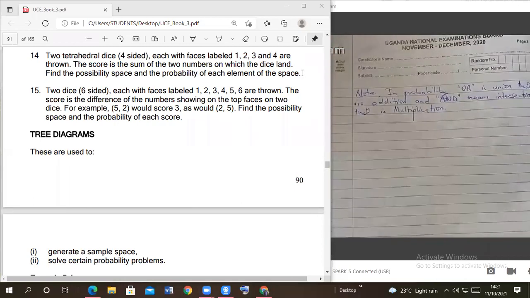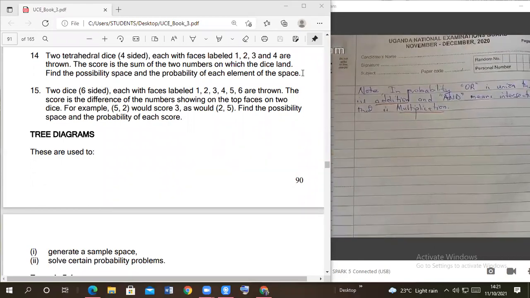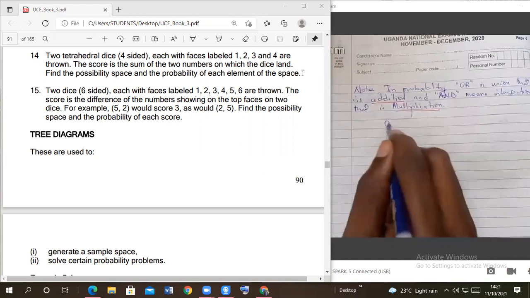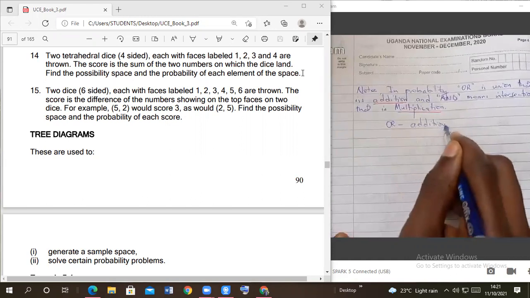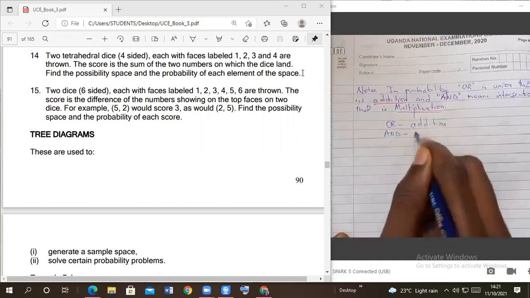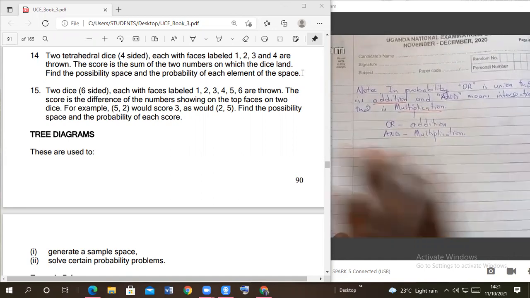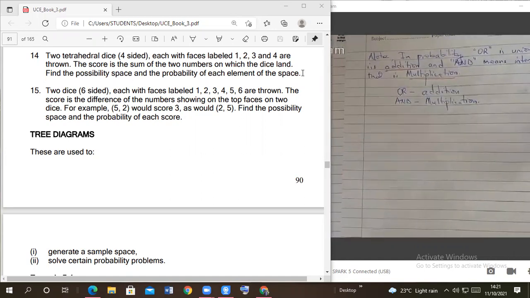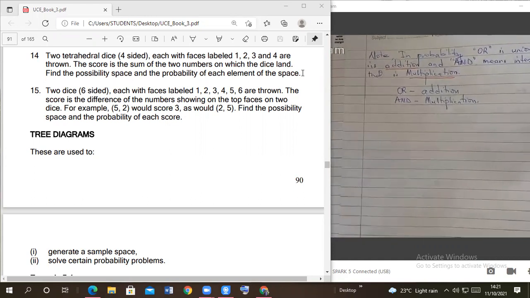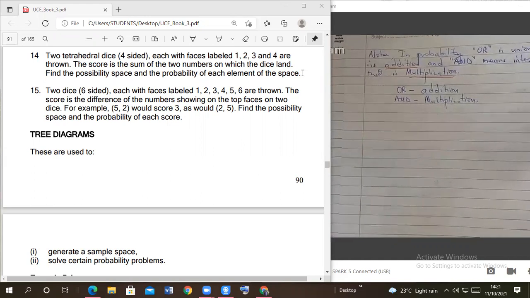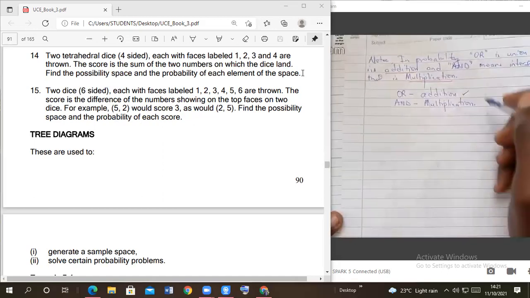Multiplication. Can you underline them? This and then that. So in a nutshell, if you see "or", you must add, and "and" means you must multiply. So if they ask, what's the probability of getting A and A, you have to multiply the probability of getting A and A. But if they ask, what is the probability of getting A or B, you must add.